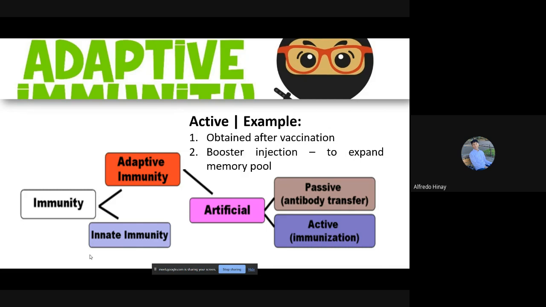Then for active, example will be obtained after vaccination, then booster injection to expand the memory pool. Okay, one best example na nagkakaroon tayo ng booster for hepatitis B. And hopefully that all of you got your hepatitis vaccine shots already because that is very crucial and important because we'll be working in the laboratory and hospital next year, di ba? Nagpatay na gani mo class. White uniform. Yan. So, dapat you need to also consider all biological hazards by protecting yourself, okay, through vaccination. Okay?